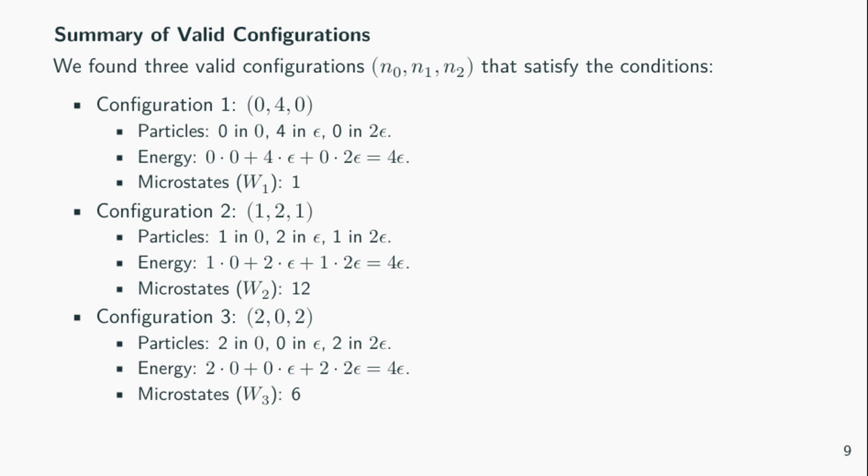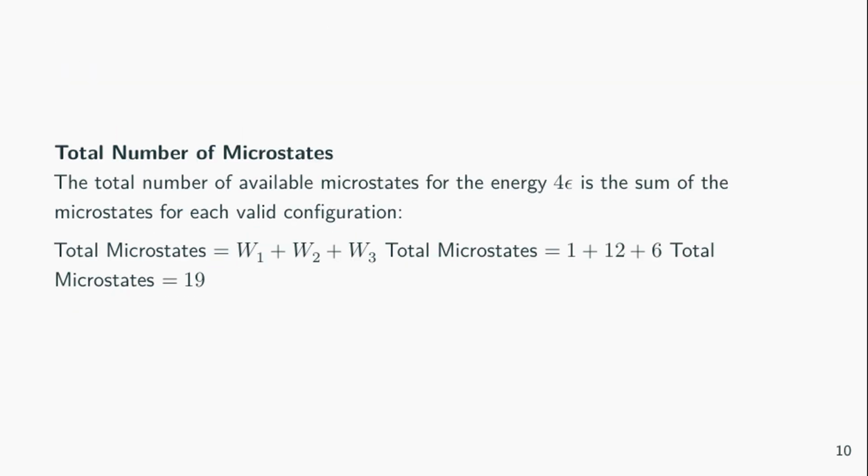So to summarize, we found 3 distinct configurations that satisfy both the particle number and total energy constraints. Configuration 1, with particles distributed as 0, 4, 0, satisfies the total energy of 4 epsilon and has 1 microstate. Configuration 2, with a distribution of 1, 2, 1, also meets the 4 epsilon total energy requirement and corresponds to 12 microstates. Finally, configuration 3, showing 2, 0, 2 particles, also has a total energy of 4 epsilon and corresponds to 6 microstates. To find the total number of available microstates for the total energy of 4 epsilon, we just need to add up the number of microstates from each of these valid configurations.